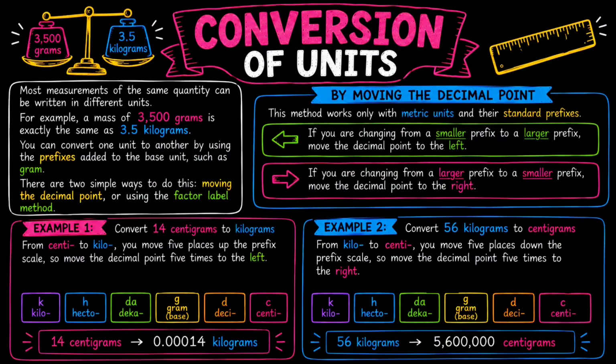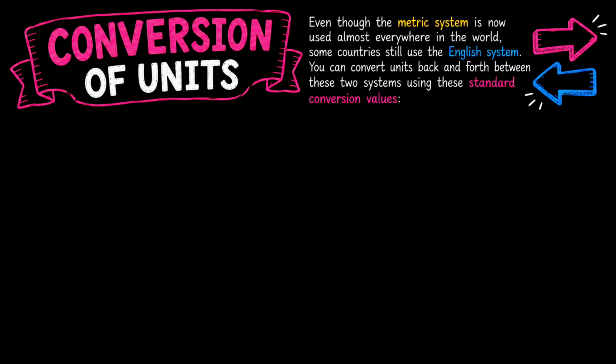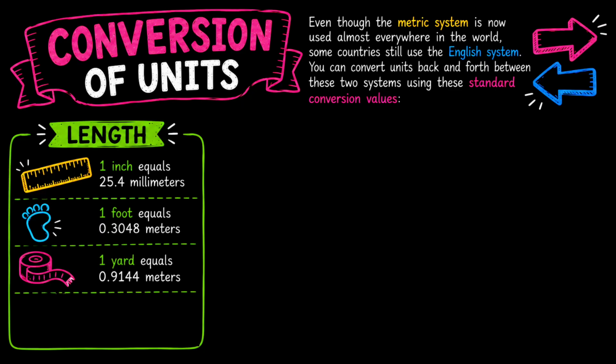Even though the metric system is now used almost everywhere in the world, some countries still use the English system. You can convert units back and forth between these 2 systems using these standard conversion values. Length, 1 inch equals 25.4 millimeters. 1 foot equals 0.3048 meters. 1 yard equals 0.91444 meters. 1 mile equals 1.609344 kilometers.